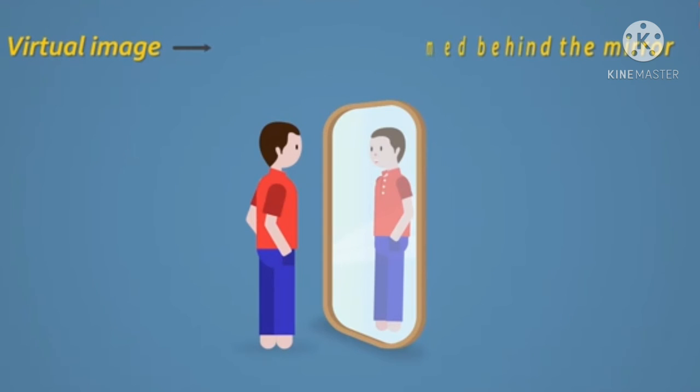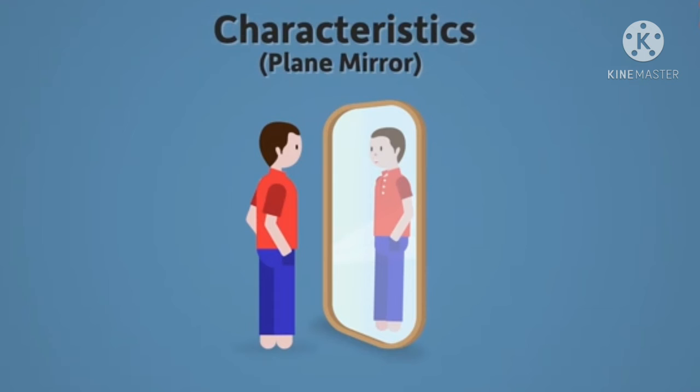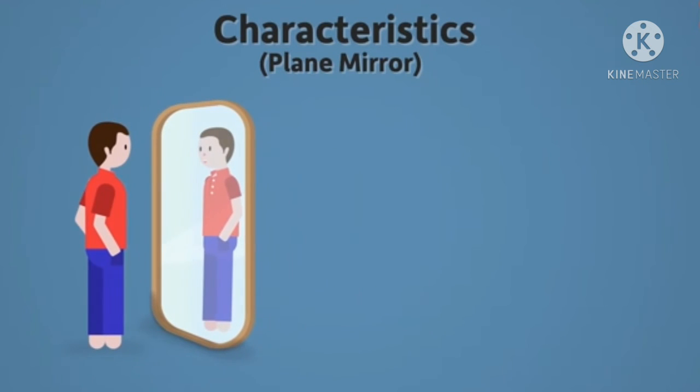Stand in front of a mirror at home. Now, see your image in the mirror. Examine the image carefully. You can observe that the image formed by a plane mirror is erect or upright, same size as that of the object, virtual and laterally inverted.